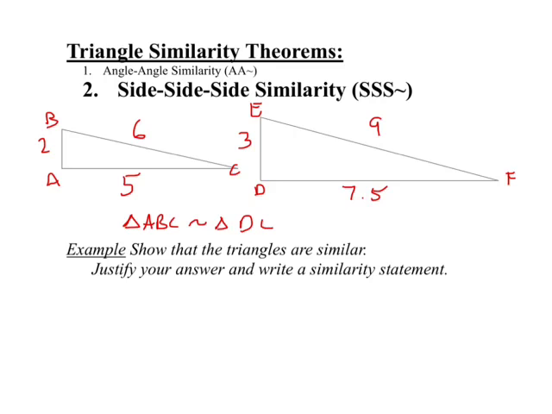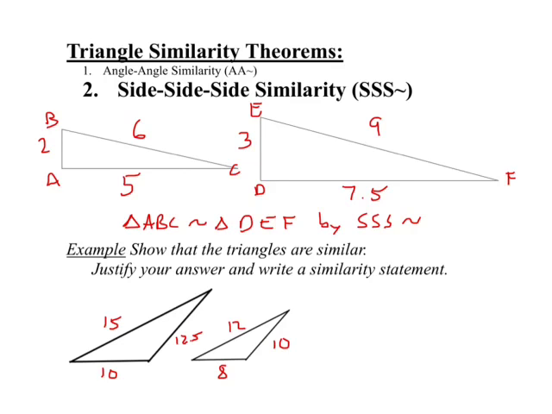Triangle DEF by the side-side-side similarity statement. We don't need to know anything about the angles. If we know all the sides are proportional, that's good enough for a triangle. So let's look at an example here.